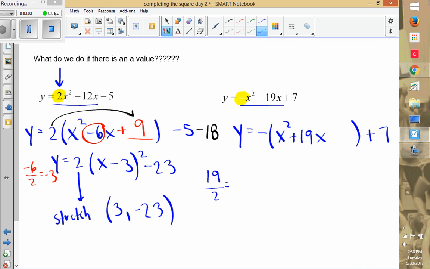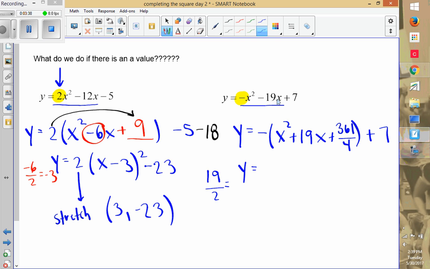But 19 squared is, all right, 19 squared is 361 and 2 squared is 4. I ran out of room over here. So when we added 361 over 4, normally we would think, oh, we're going to subtract 361/4 over here.